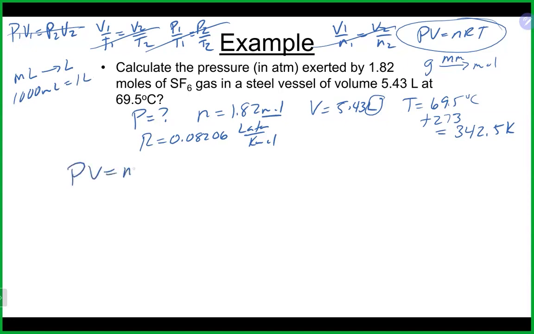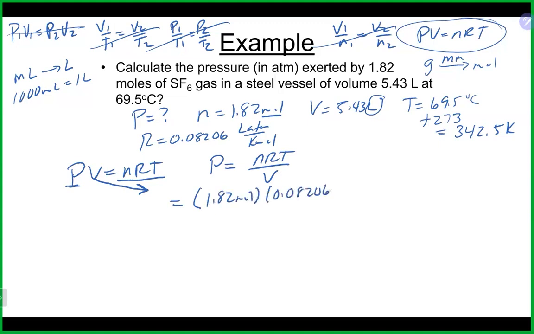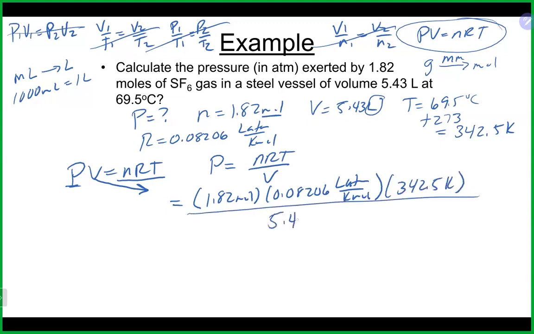PV equals nRT. We're going to solve for P. Everything's on top, which means when the volume goes to the other side, it's going to go onto the bottom. We're going to divide it to the other side, and pressure would equal nRT divided by V. Putting in our numbers here, we have our 1.82 moles, we have our gas constant, liters atmosphere per Kelvin mole, we have our temperature that's been converted to Kelvin, all divided by our volume, which was in liters to begin with, which is good.